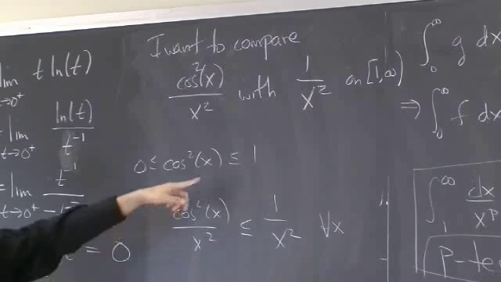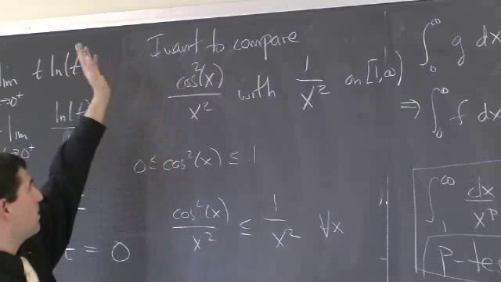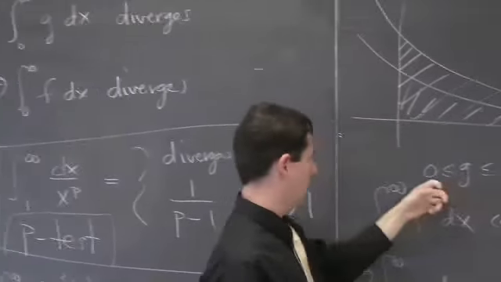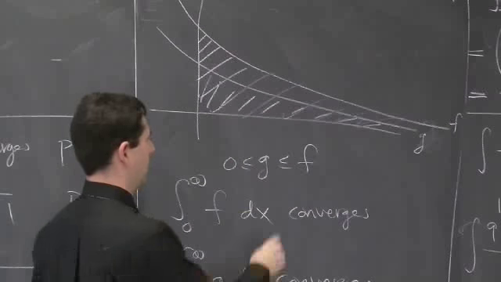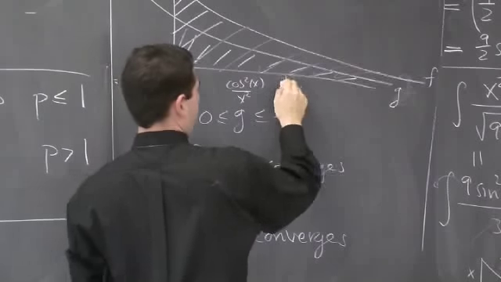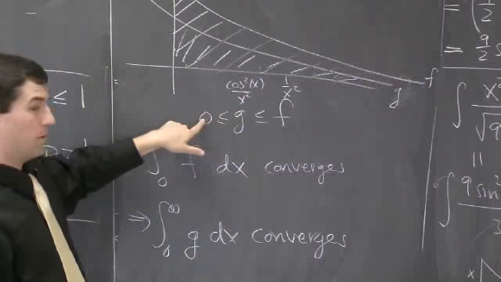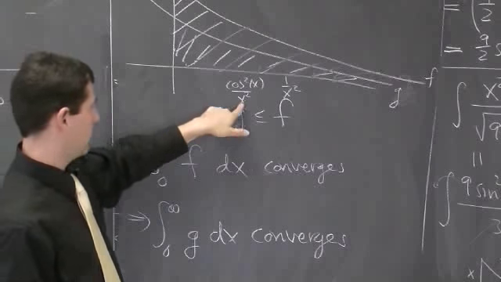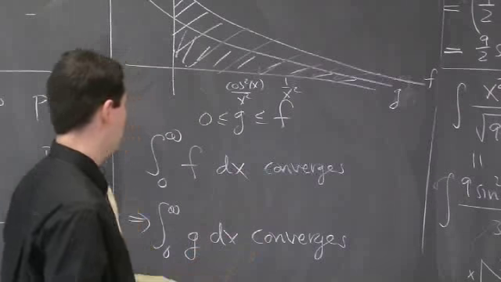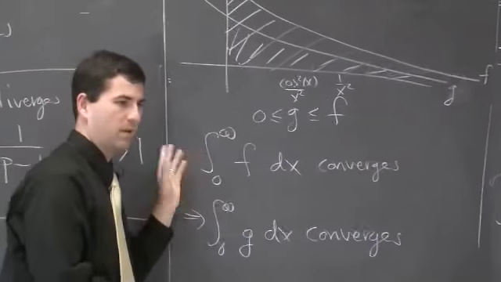In particular, it holds for all x between 1 and infinity. These things are all positive, so it satisfies the case. I have two functions: cosine squared x over x squared, and 1 over x squared. This function is always greater than or equal to 0. This function is always less than or equal to 1 over x squared. And so, by the comparison test, if I integrate, well, here I wrote 0, but the 0 is irrelevant.